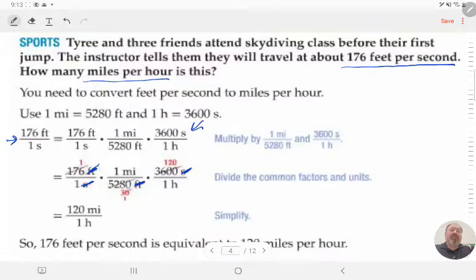I'm looking for miles per hour, so I know I have my problem set up correctly. Now, I can simplify before I multiply, or I could simplify after I multiply. It does not matter, okay?